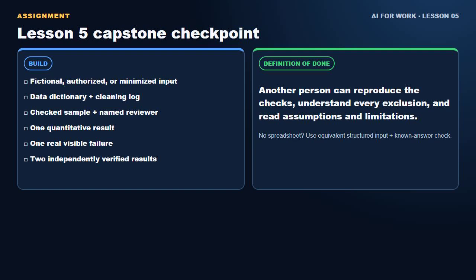Save a data dictionary, cleaning log, checked sample, and named human reviewer. Generate or write one quantitative result, expose one real test failure, and independently verify at least two important results. You are done when another person can reproduce the checks from source rows, understand every exclusion, and read a short summary that labels assumptions and limitations.